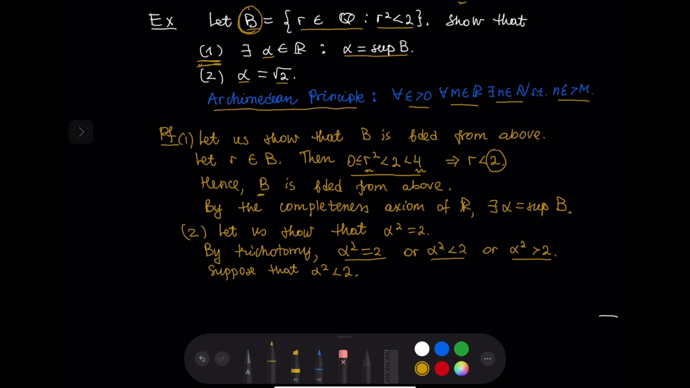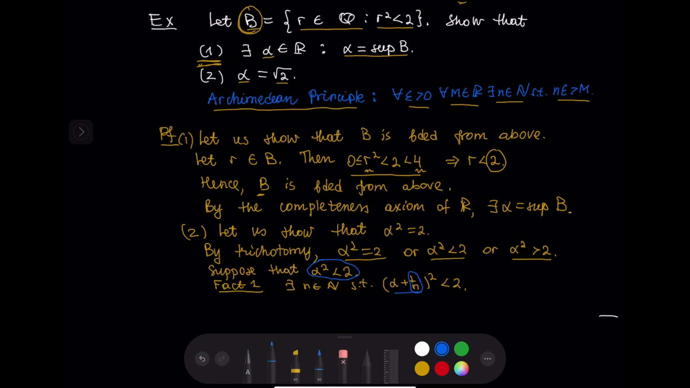So I'm going to state a fact. Fact 1: there exists a natural number n such that (alpha plus 1 over n) squared is less than 2. This fact is not difficult to believe, because if we have alpha squared less than 2, then we can make this 1 over n really small by choosing n large enough in such a way that (alpha plus 1 over n) squared is still less than 2.